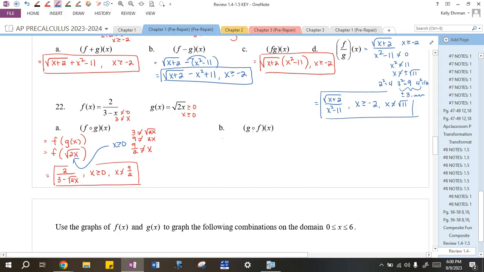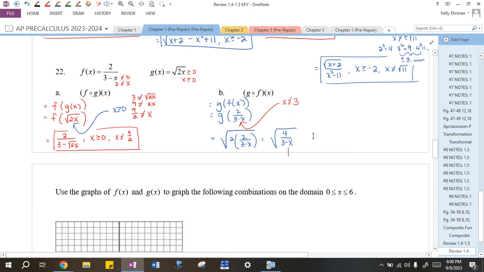Okay, what about the other way? G composed with f, you need to know that that's g of f of x. And that is g of 2 over 3 minus x. So here's where we make sure we say x can't equal 3. So now we care about f's domain. We don't care about g's domain, not yet anyway. G's function is the square root of 2 times x. So 2 times 2 over 3 minus x. Let's clean this up a little bit. That's 4 over 3 minus x.